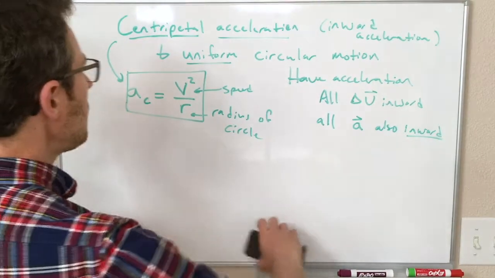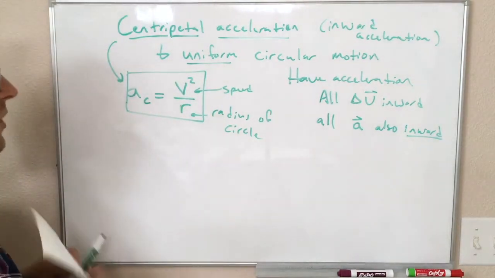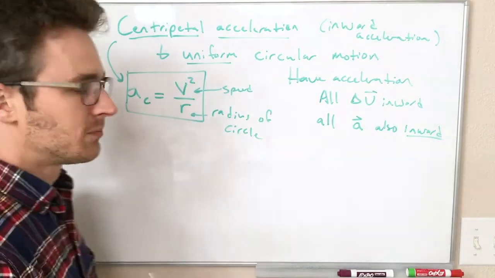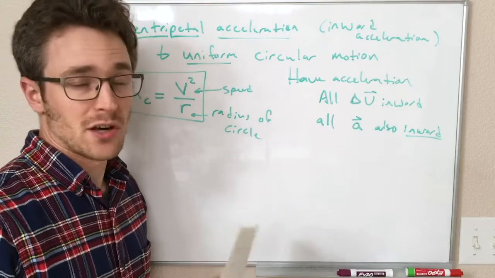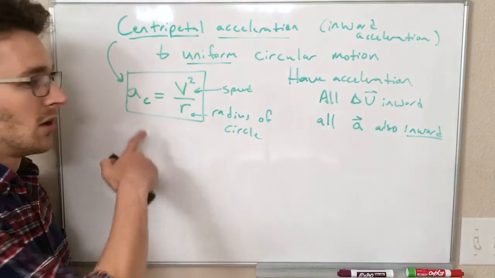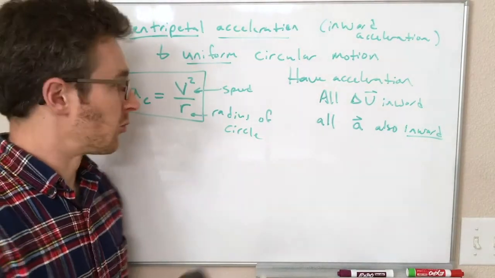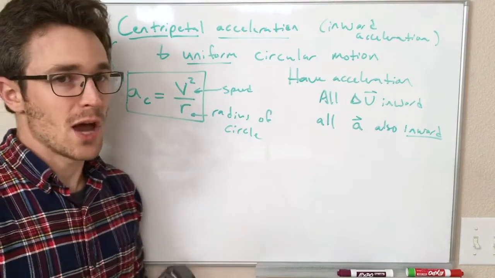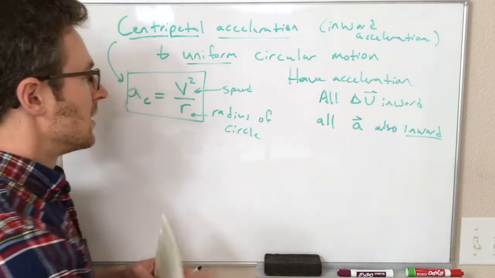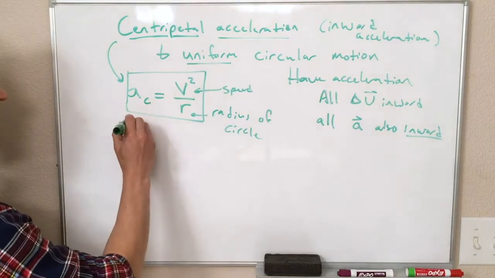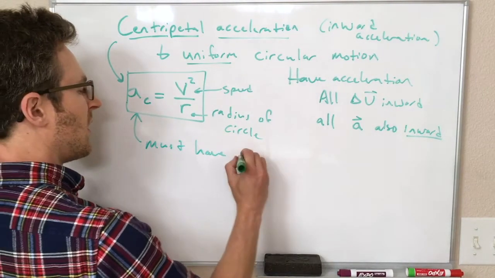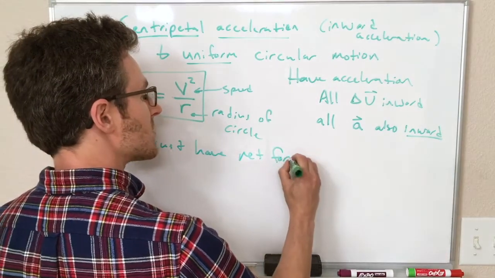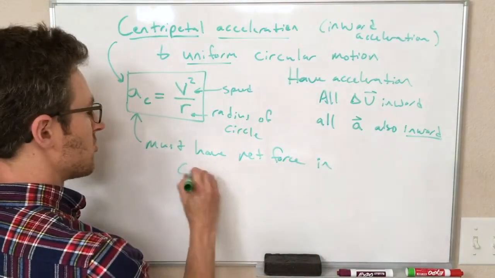Okay, so whenever we have centripetal acceleration, whenever we have any acceleration, there must be a force causing our object to accelerate, right? This acceleration still obeys Newton's second law. For this acceleration to happen, we have to have a force. And if our acceleration is centripetal, we must have a net force in the centripetal direction.